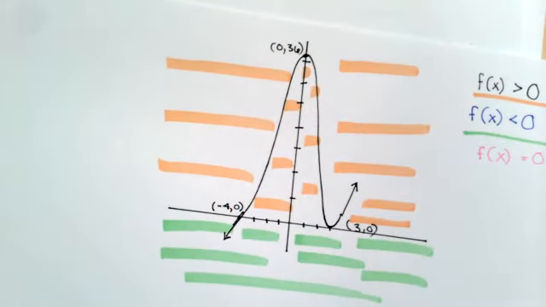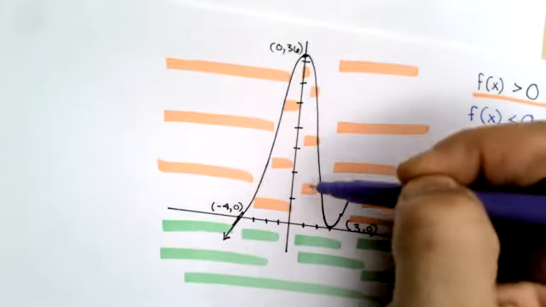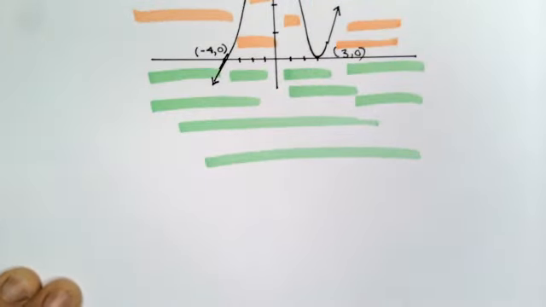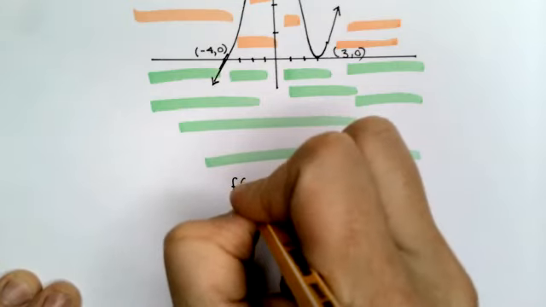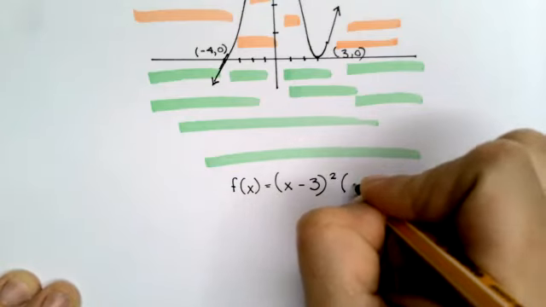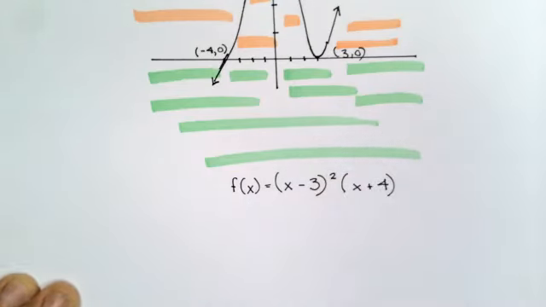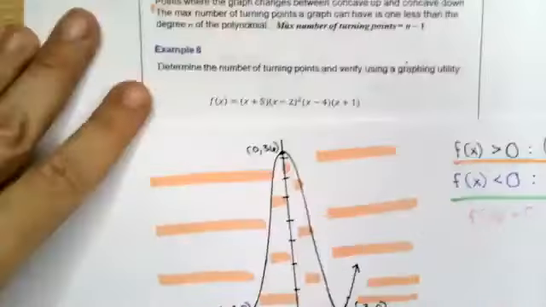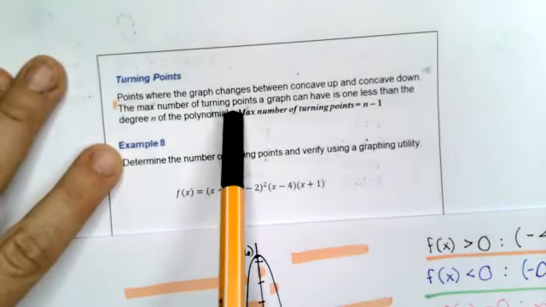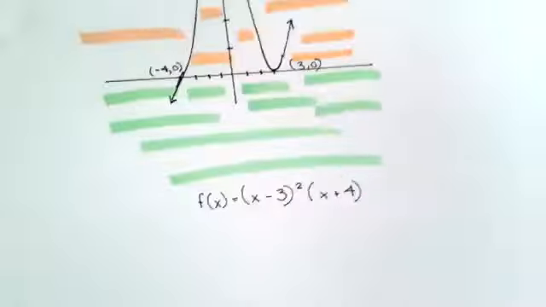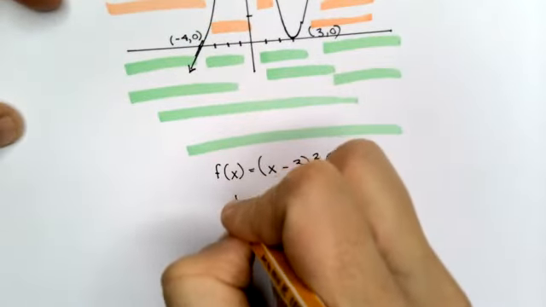Do we agree? And there were 2 turning points on the graph, and the graph is f(x) = (x - 3)^2 (x + 4). Yeah? So what this says is the maximum number of turning points on a graph is 1 less than the degree of the polynomial. What is the degree of this polynomial?